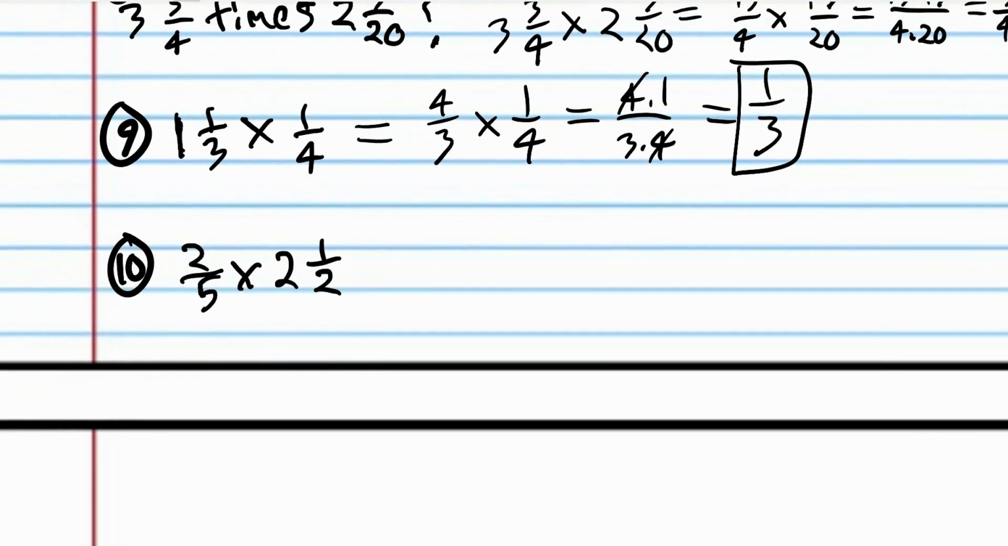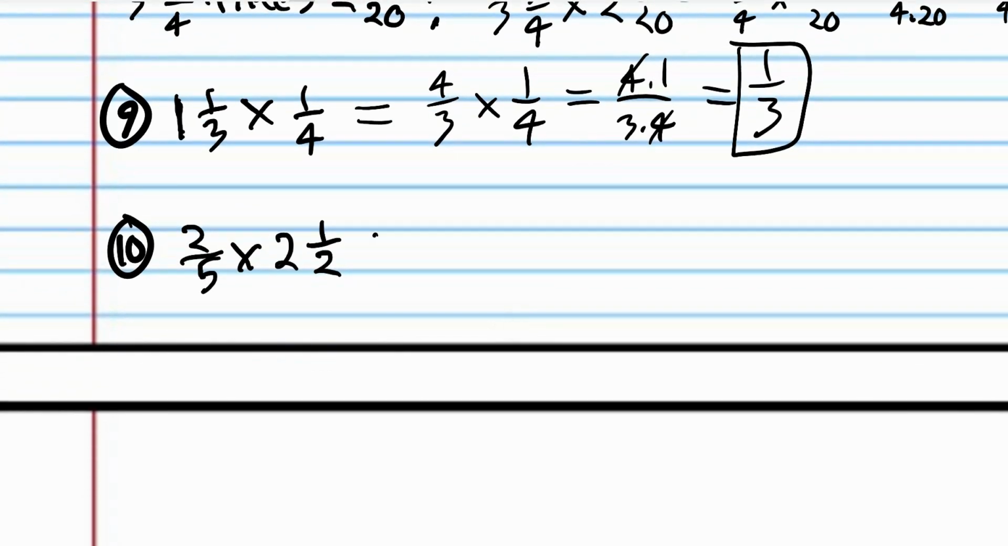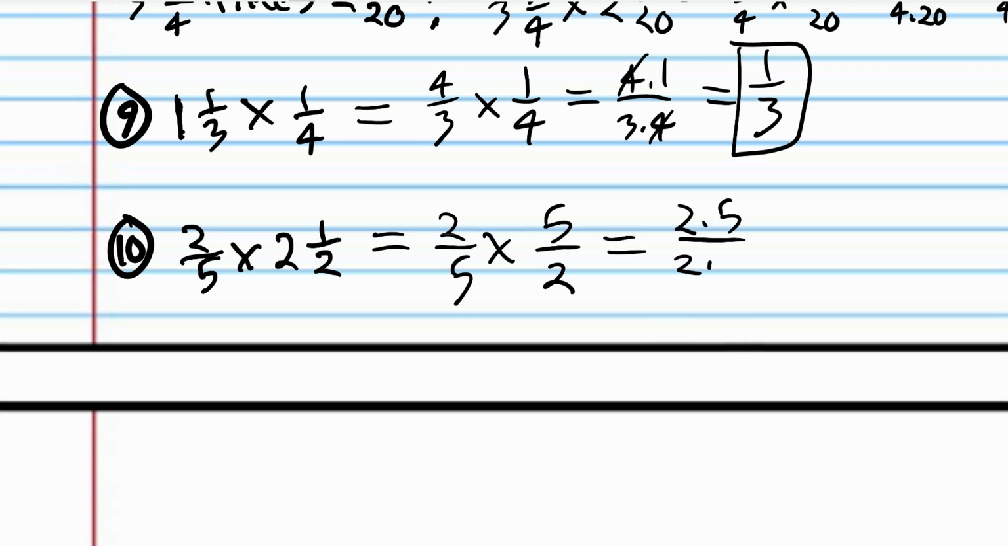All right, so now number 10. Again, we have the same situation. We have a fraction and we have a mixed number, which is a whole number and a fraction. So we just keep the fraction. We change the mixed number to an improper fraction. And we have 2 times 5 over 2 times 5. Maybe I should write that in the same order. Not that it really matters based on the commutative rule of multiplication.